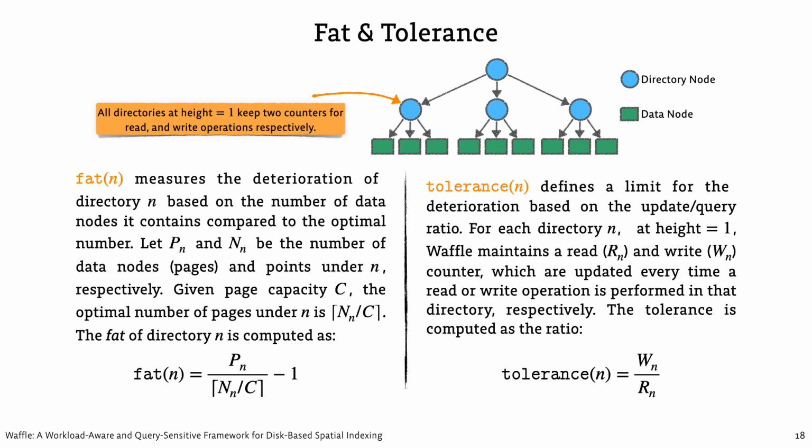Note that Waffle only monitors these values for directories at height 1 because it gives very fine-grained control over the data. The key idea here is that whenever FAT exceeds tolerance for a directory, Waffle reloads that directory, that is, it performs a local bulk loading procedure only on that directory to reset its FAT to 0.